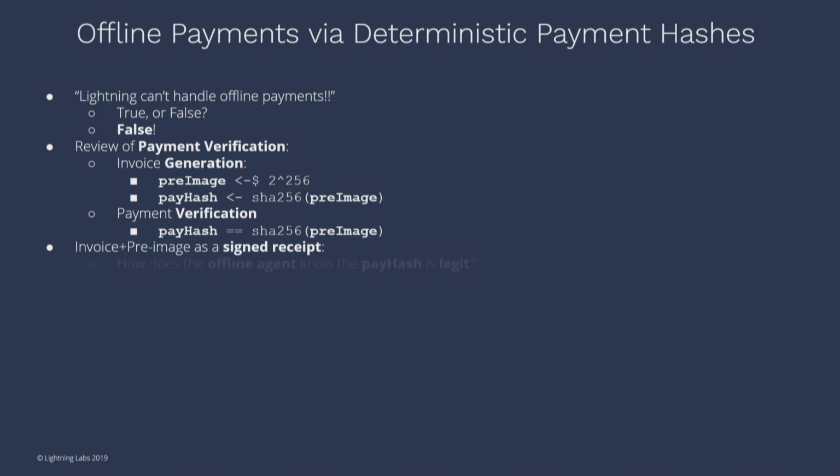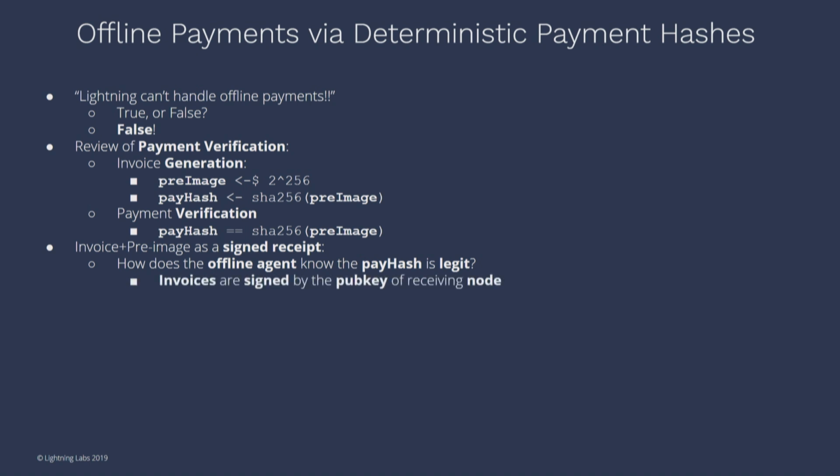One other thing that I think is pretty useful, a mental model, is treating the invoice and the preimage as a signed receipt. So one question is, let's say we have something that's offline, and I present the payment hash. How does the offline agent, maybe a vending machine or something else, actually know the payment hash is legitimate?